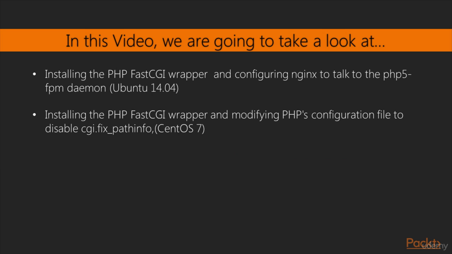daemon while installing it in Ubuntu 14.04, and then install the PHP FastCGI wrapper and modify PHP's configuration file to disable cgi.fix_path_info while installing it in CentOS 7.